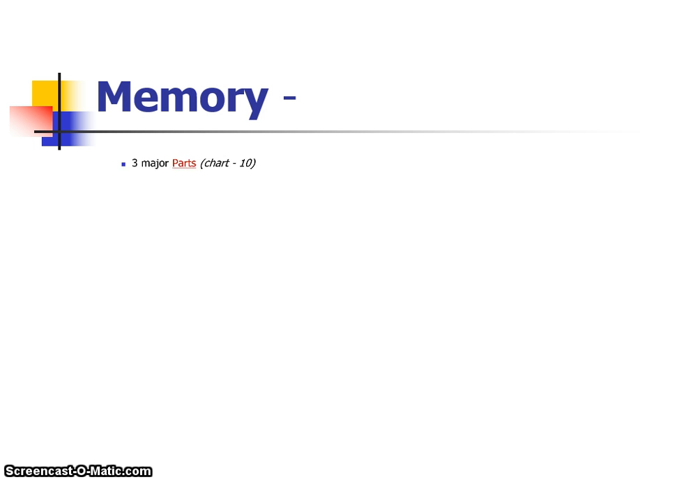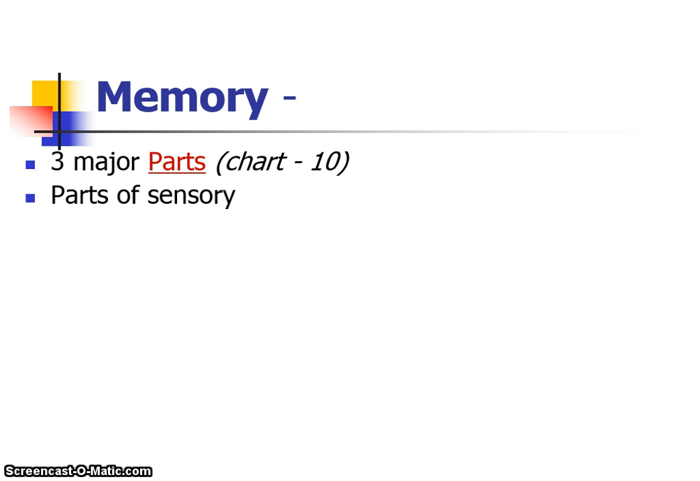Then we did memory, 3 days on memory. There are 3 parts to memory: sensory memory, and then short-term or working memory, and then long-term memory. Make sure you can break all of those down. What are the 3 parts of the sensory memory? What are the branches of long-term memory? Not just explicit and implicit, but also episodic, semantic, skill, and classical conditioning.